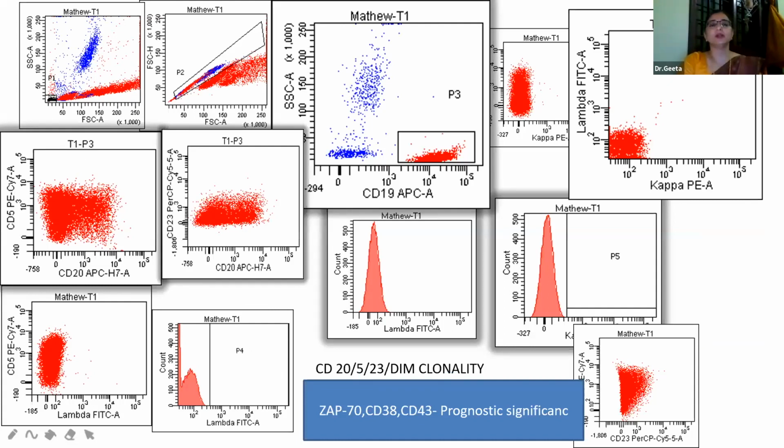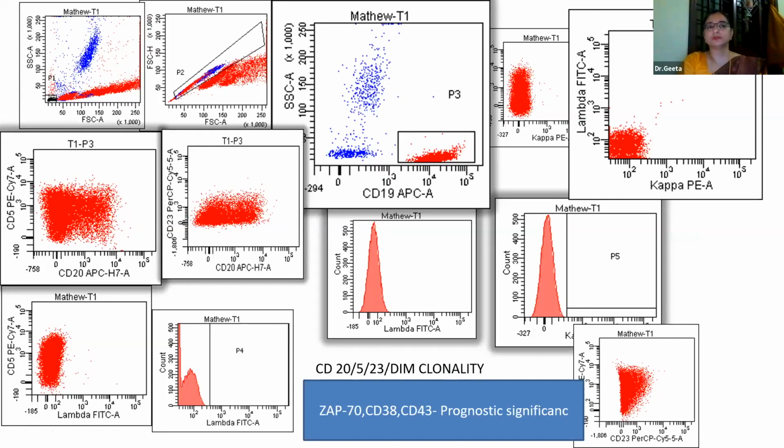So any mature B cell which is CD19, 20, 5 and 23 positive and has a dim clonality, you can't make out the difference between these. This is kappa and this is lambda. Much of a difference is not made out between the two. It indicates a case of CLL.